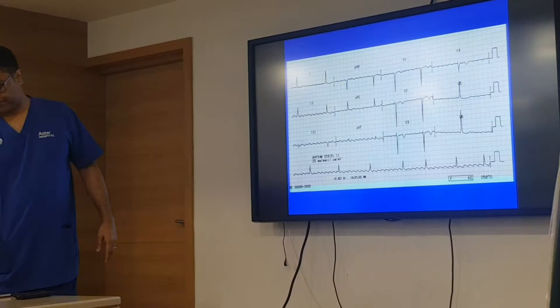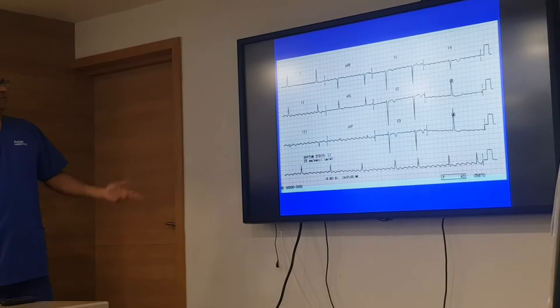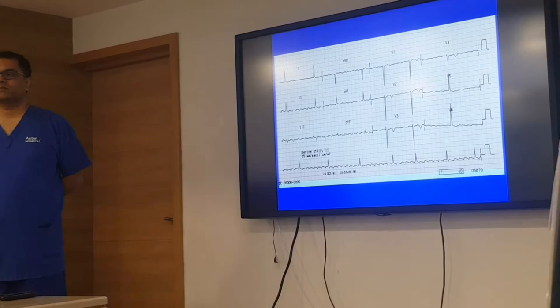So this one again, what is this rhythm? Why do you say atrial flutter? Is it regular or irregular?